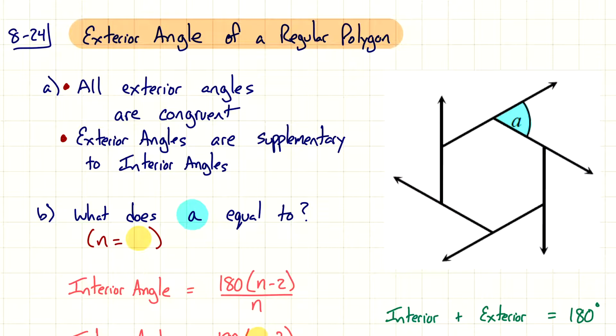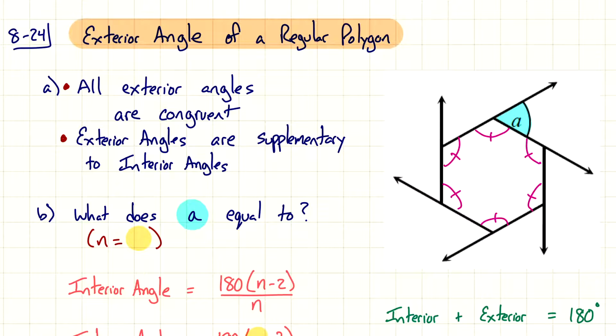Okay, so let me explain that. So we already know about interior angles. So if I look at the interior angles, since this is a regular polygon, or hexagon, all these angles are the same measurement. That's what we do know.